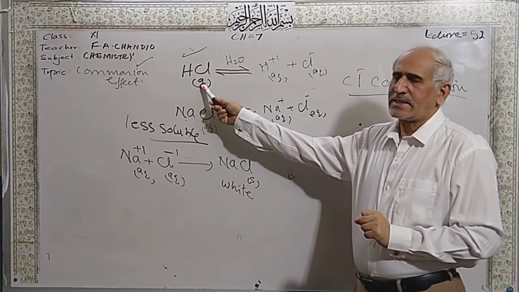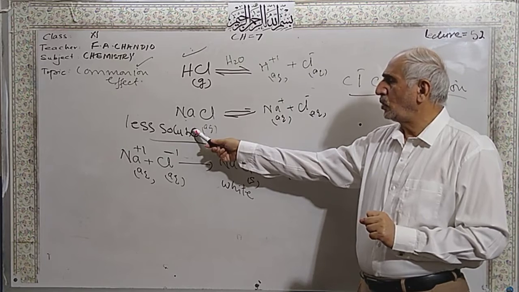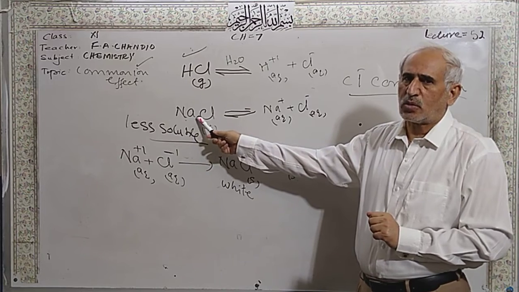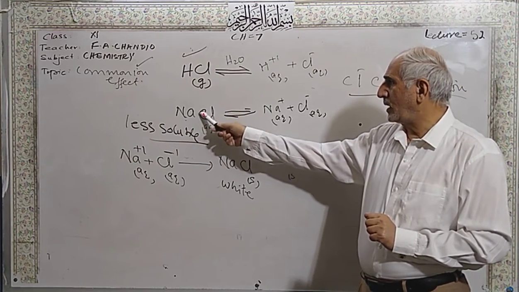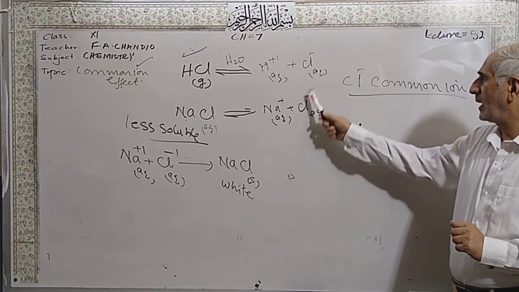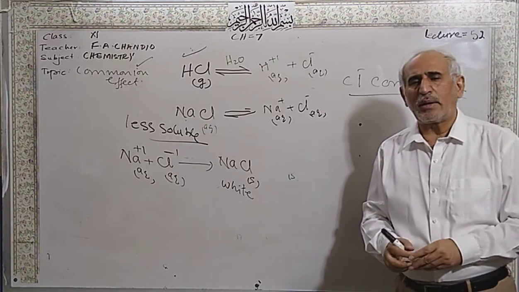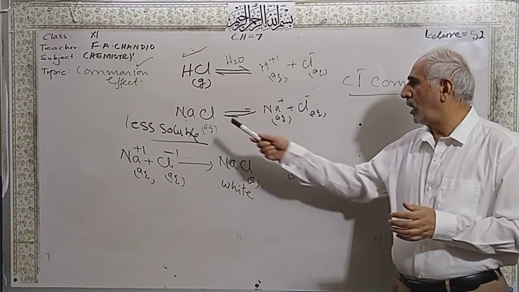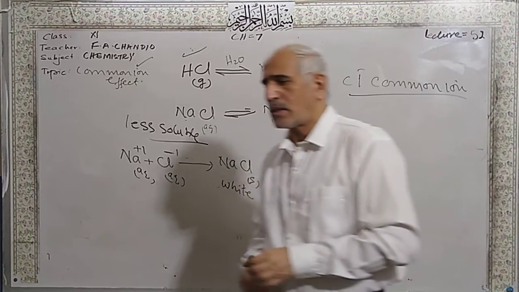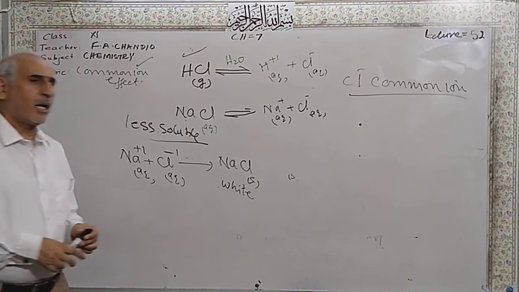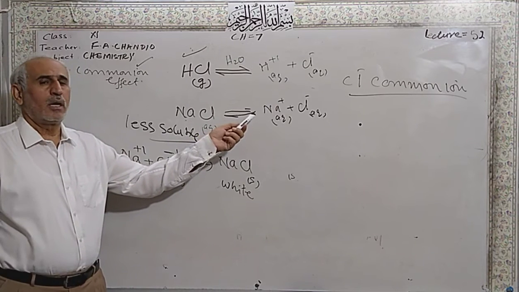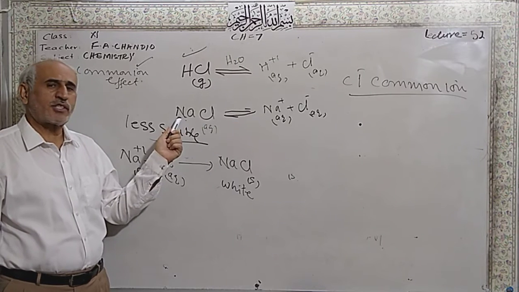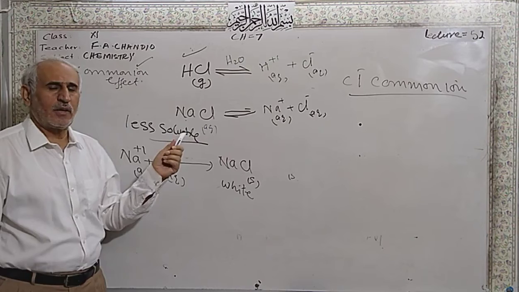Hydrogen chloride gas is passed through brine, a concentrated, saturated solution of sodium chloride. When I pass chloride ions, the concentration of the common ion is increased. It decreases the solubility of sodium chloride, which is less soluble compared to hydrogen chloride. According to Le Chatelier's principle, the direction is going to change from right side to left side. The equilibrium will shift towards the left side.